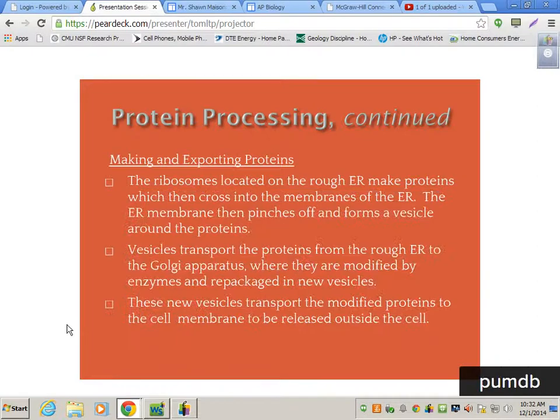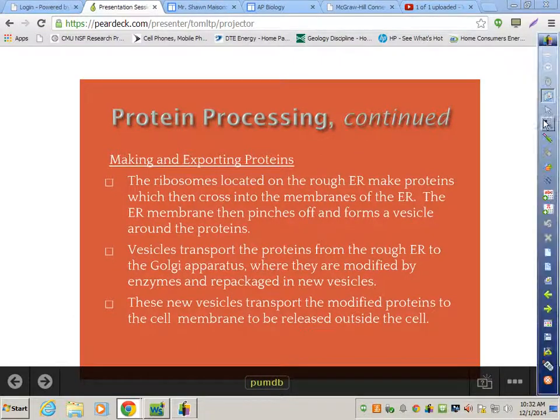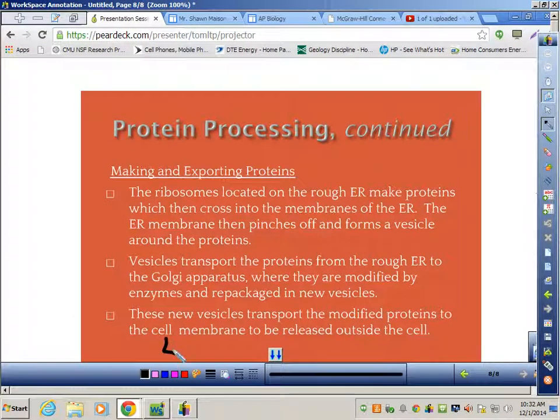So the ribosomes located on the rough ER make proteins which then cross into the membranes of the ER, and that's the endoplasmic reticulum. And the endoplasmic reticulum membrane then pinches off and forms a vesicle around the protein. That's the first package. Vesicles transport the proteins from the rough ER to the Golgi apparatus, where they are modified by enzymes and repackaged into new vesicles, like putting your bags inside of boxes. And these new vesicles transport the modified proteins to the cell membrane to be released outside of the cell through a process called exocytosis. I actually want you to write that down.